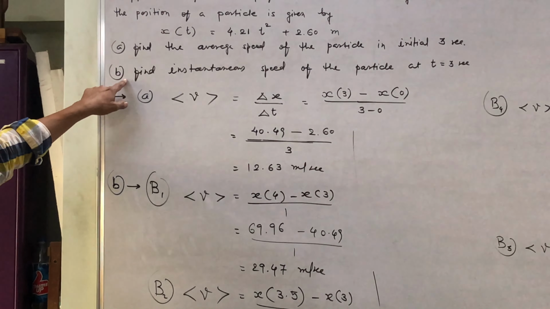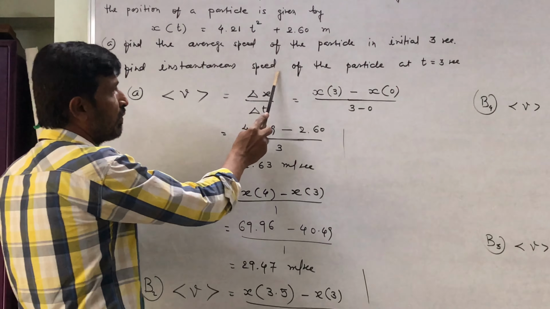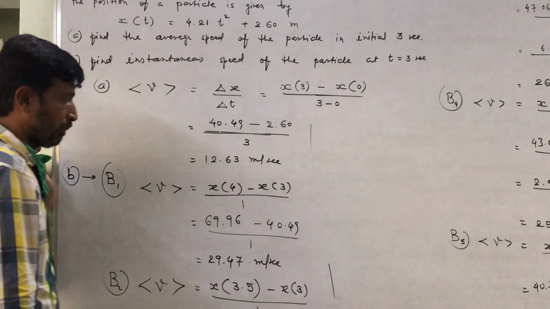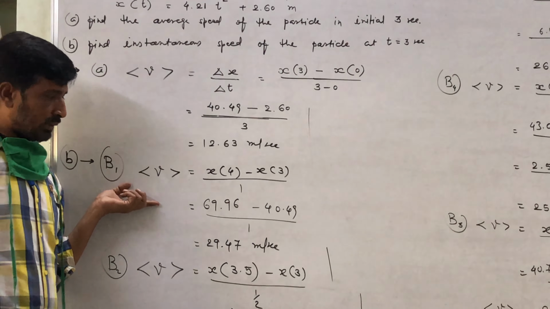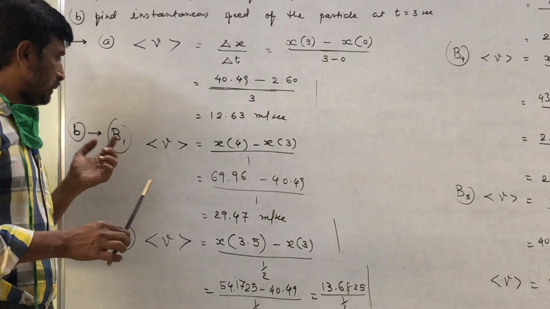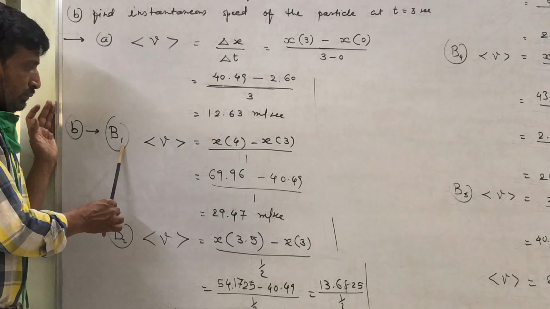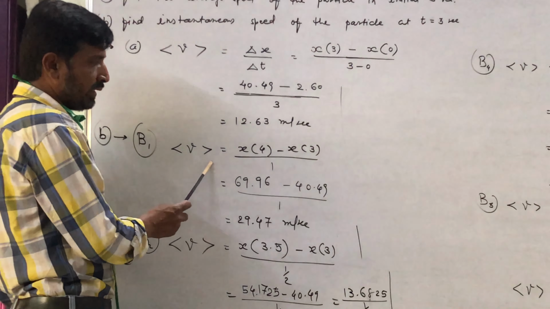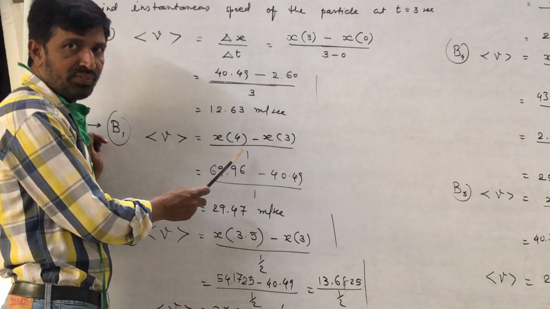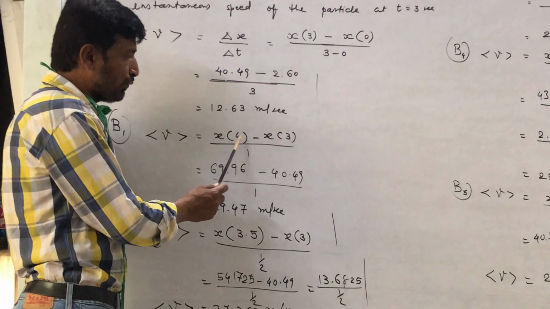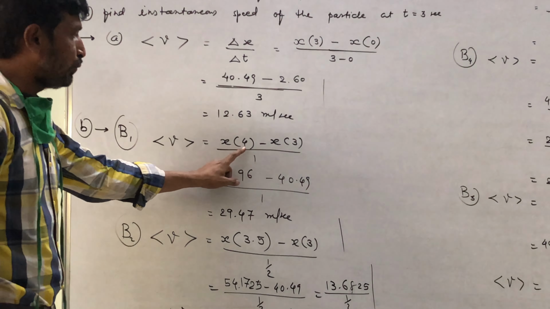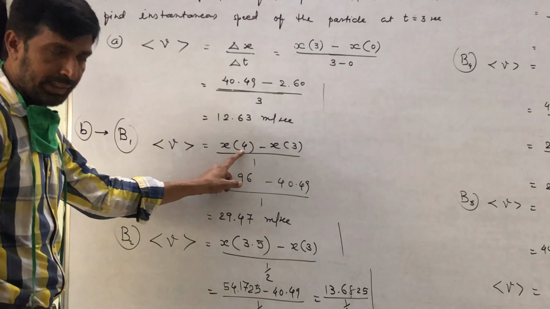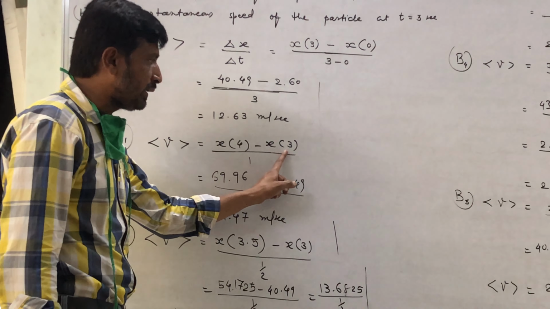Now the important question is, find the instantaneous speed or velocity of the particle at t equal to 3. For this, we are taking smaller and smaller time intervals around t equal to 3. First we will take a time interval of 1 second after 3. So x of 4 minus x of 3 by 1. x of 4 represents the position of the particle at t equal to 4 seconds, and x of 3 is the position of the particle at t equal to 3.